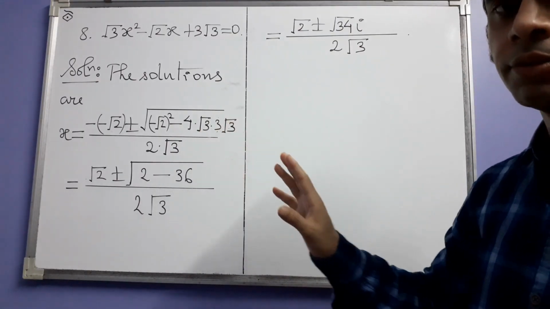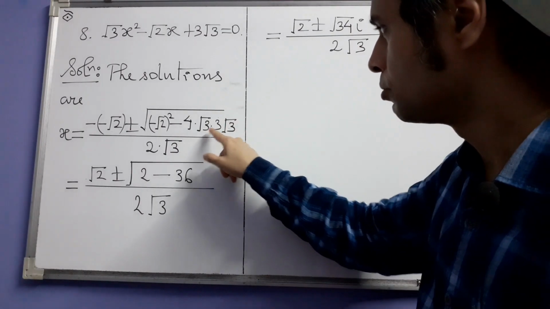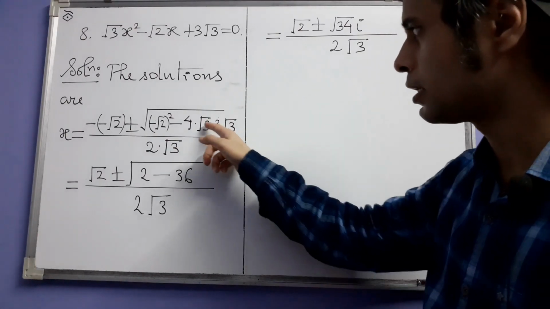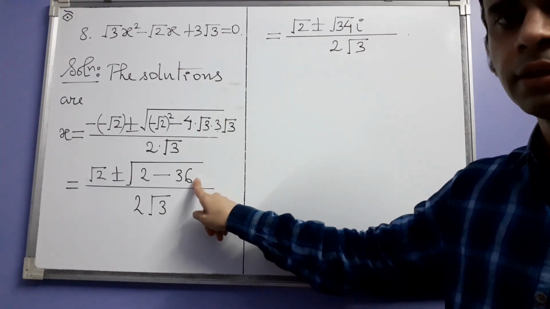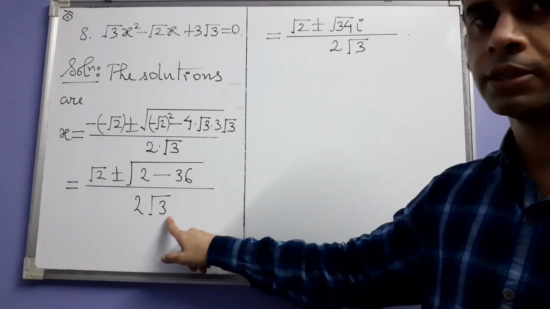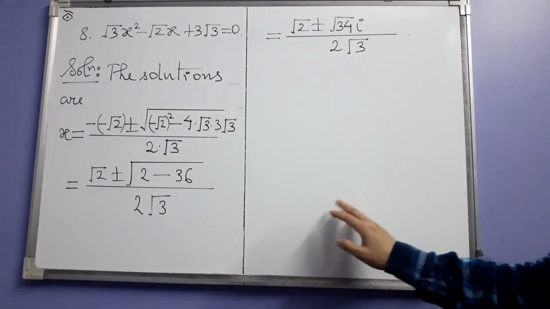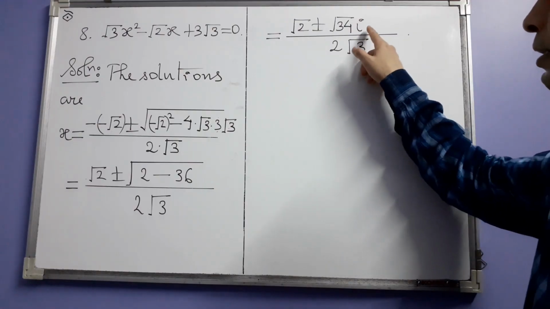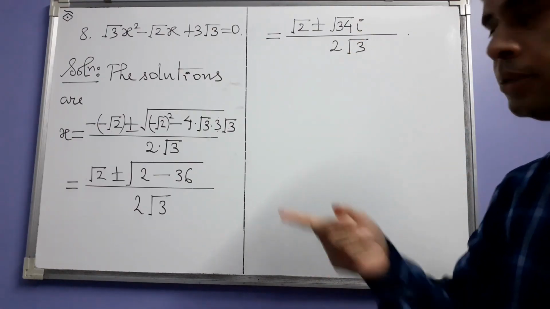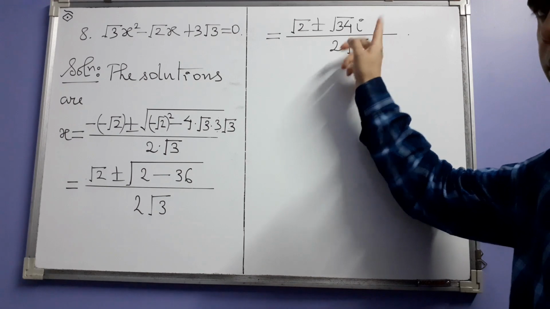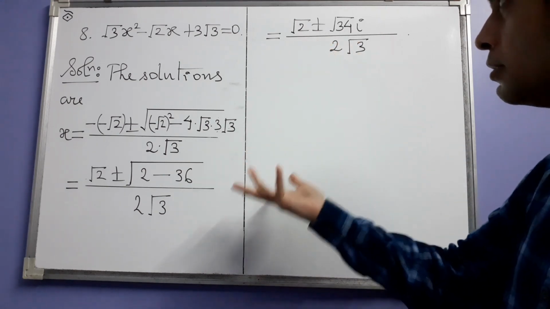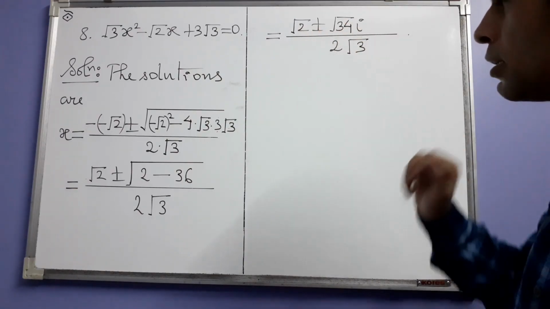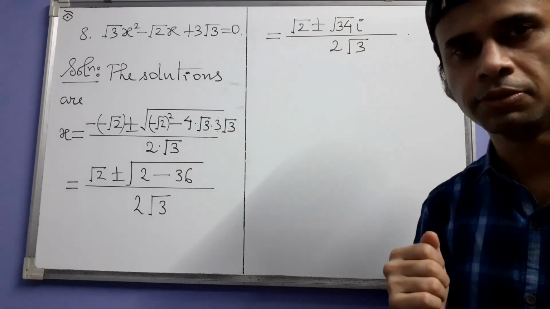this calculation you have to do a little carefully. Root 3 times root 3 gives us 3. 3 times 3 is 9. 9 times 4 is 36. So that's how we get 36. And we have 2 root 3 in the denominator. And then 2 minus 36 of course is minus 34. And square root of minus 1 gives us i, and we are left with root 34 beside that. So that way we get these two roots or two solutions, root 2 plus or minus square root of 34 times i, whole divided by 2 root 3.